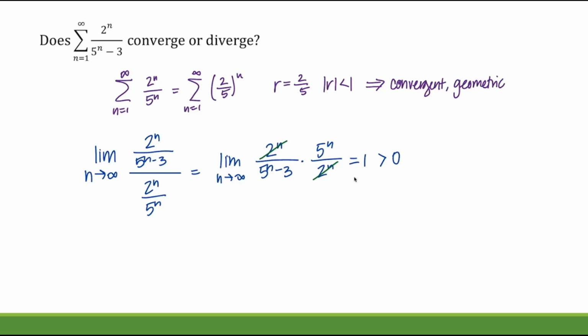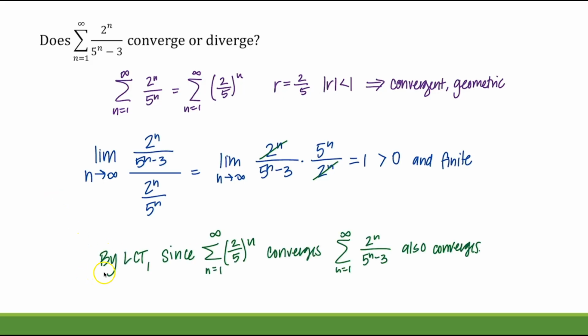also have to be very careful and put "and finite." So it's not enough to say greater than 0 because infinity is greater than 0. We need to be clear that the output here is a finite value. So once we've stated that, we can draw our final conclusion. We can write by the LCT, limit comparison test, since the sum of n equals 1 to infinity of that 2 over 5 to the n converges, we showed up here that it was geometric, then the sum of n equals 1 to infinity of 2 to the n over 5 to the n minus 3 also converges.